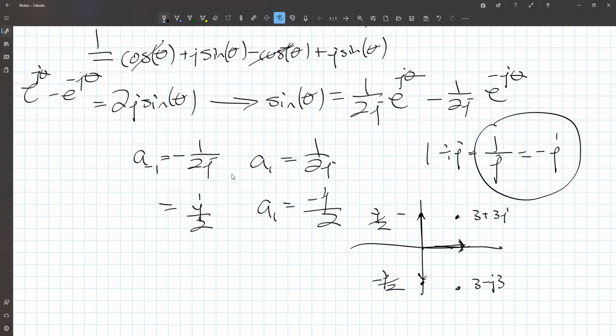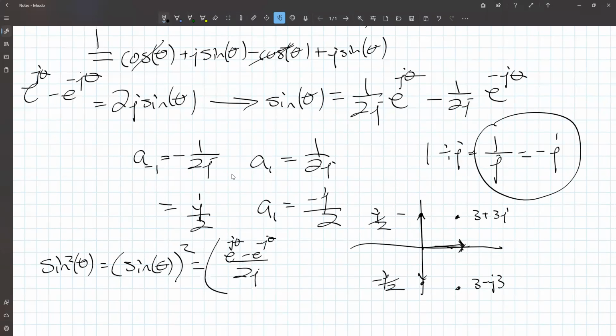But anyway, when it comes to the Fourier series coefficients, you're pretty much taking Euler's identity a lot of times and expanding it and then getting these. If I had a sine squared, that's equal to E to J theta minus E to negative J theta over 2J, and then that's all squared.